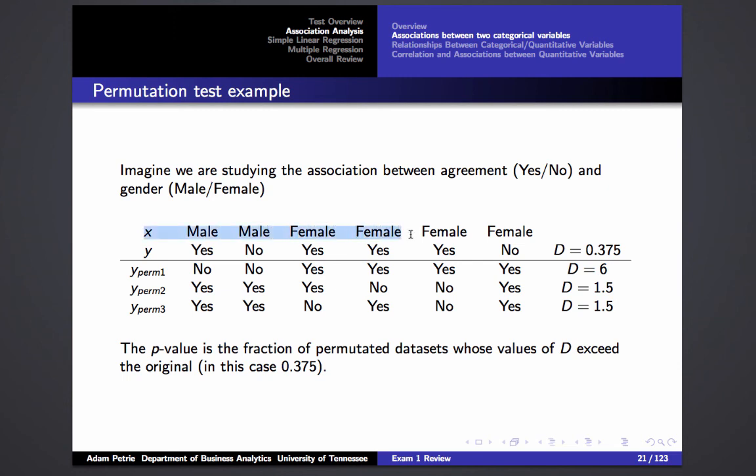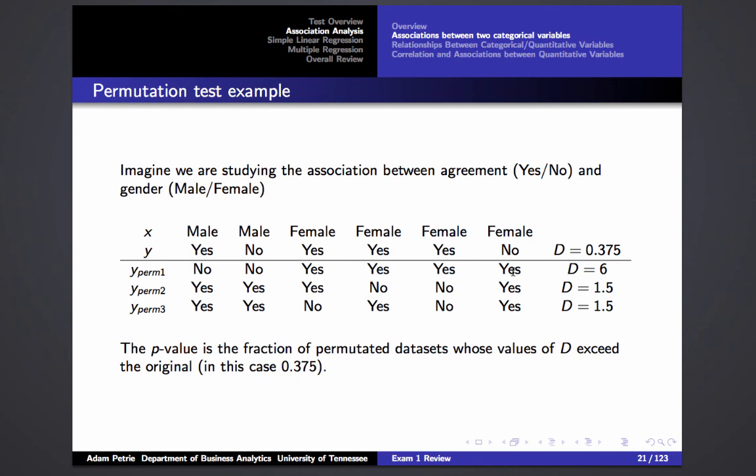So for instance, let's imagine that this is my original data set here, a small data set of 6 individuals, 2 guys and 4 girls. And we have our y variable, which is whether or not they agree with something. Yes, no, yes, yes, yes, no here. If I were to make the contingency table of expected counts, I would find the discrepancy is 0.375. Okay, well, a permuted data set is going to randomly assign x and y values together, randomly pair them up. And the way that we do that is just by shuffling up the original y values. So in our first permuted data set, we've randomly reordered the y values here.